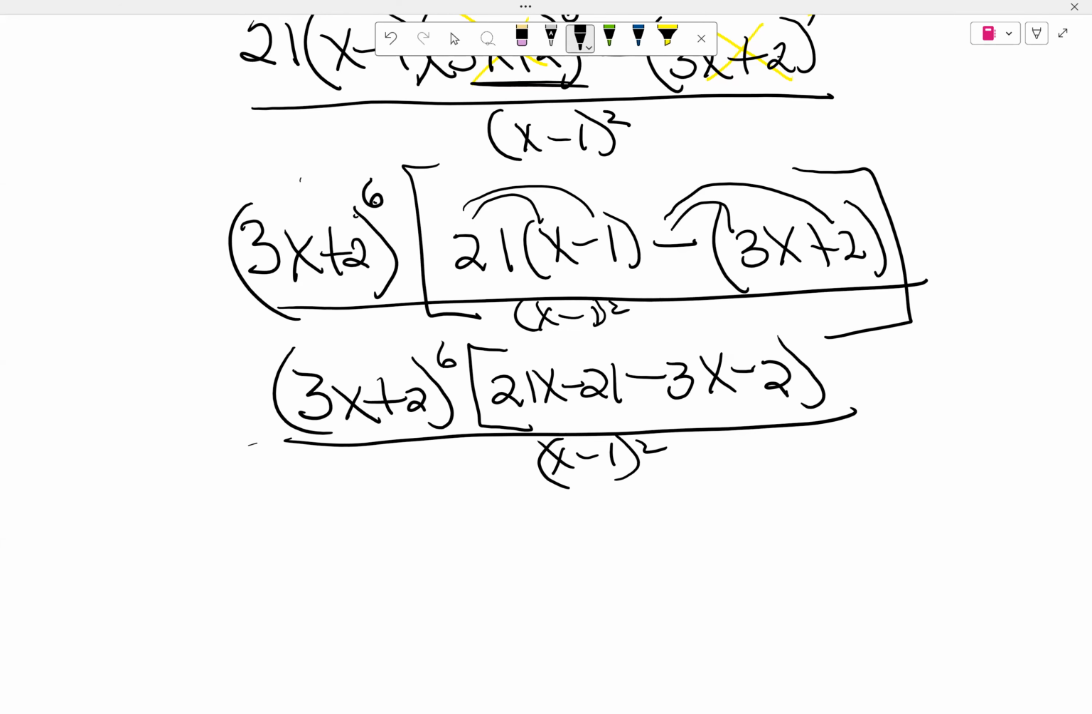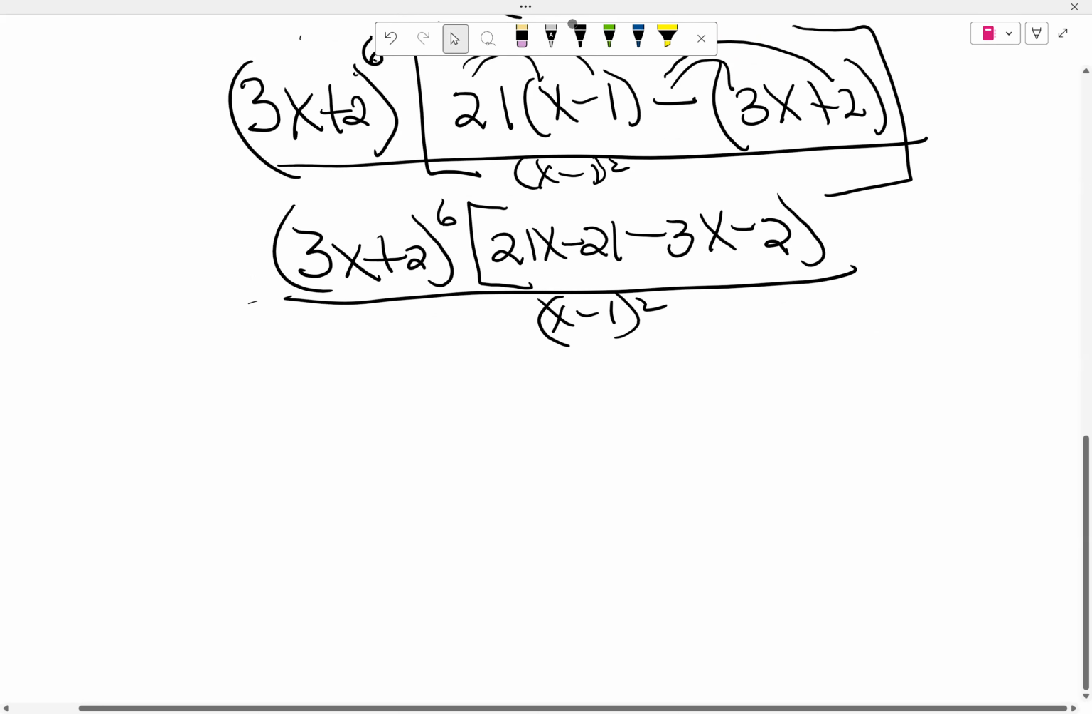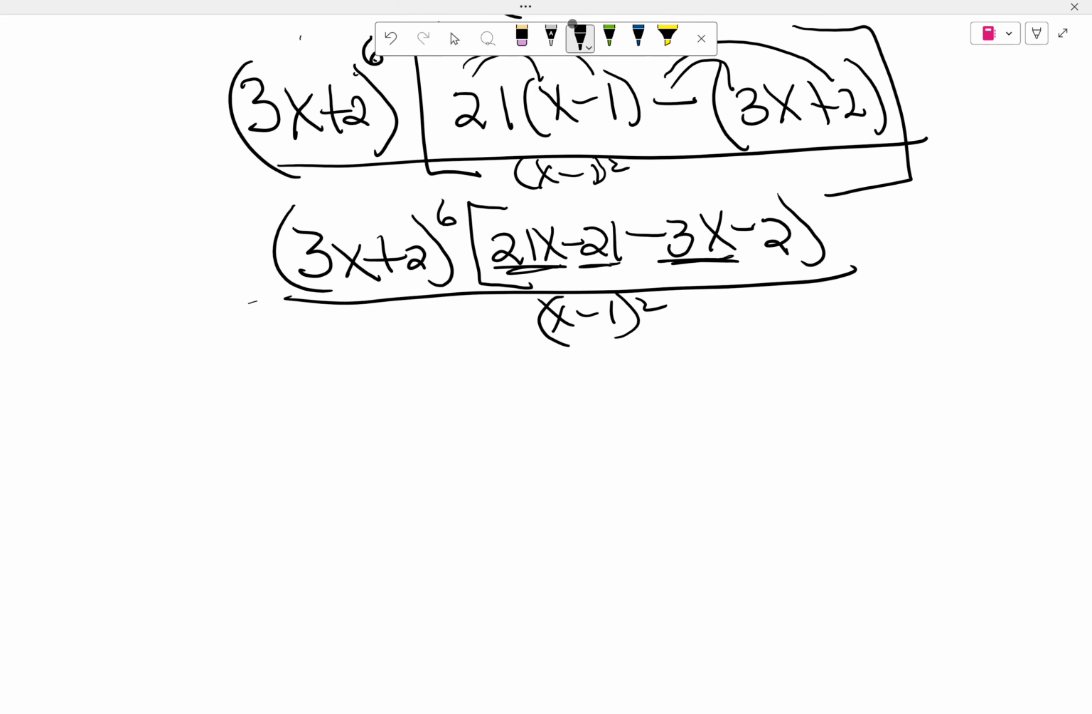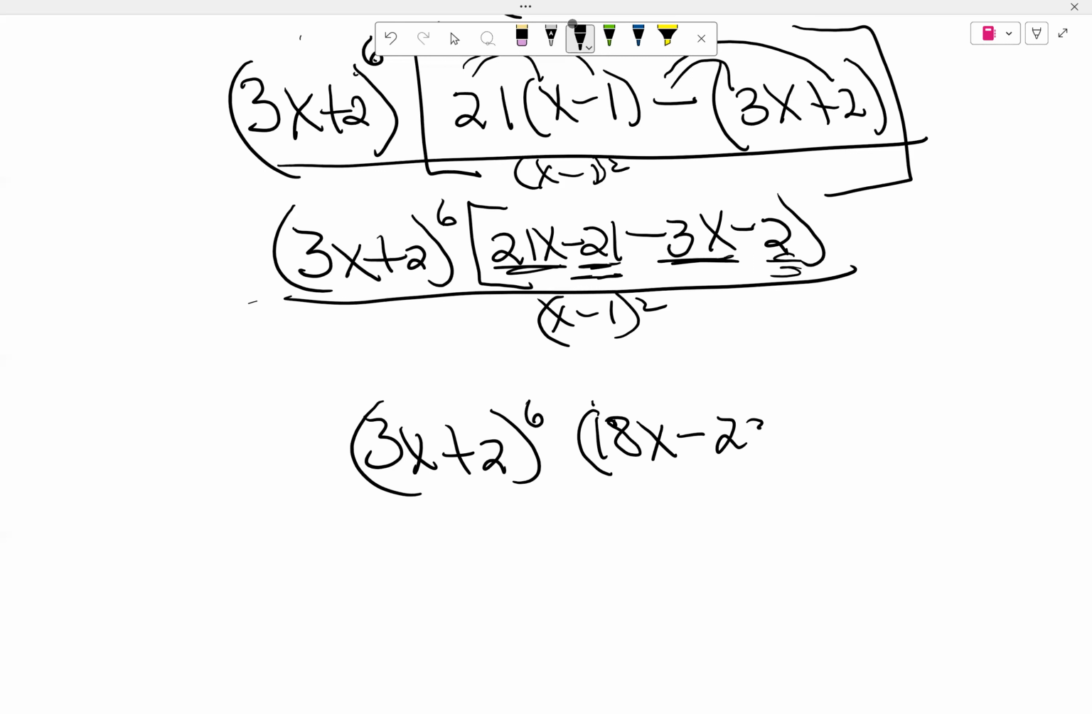Now, I can collect like terms. So 21x minus 3x, and negative 21 and negative 2. So this ends up being 3x plus 2 to the 6th power. And then this will be times 18x minus 23. And all of this over x minus 1 still squared.